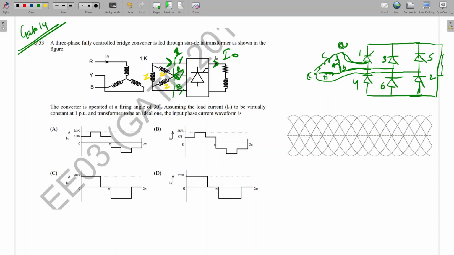So if this happens, what will be the current in this? Let's say this is A phase. I am considering this as the first one, A phase. So if you apply the current division, what will be the current through this one? 2Z divided by 3Z into I naught. Is it clear?